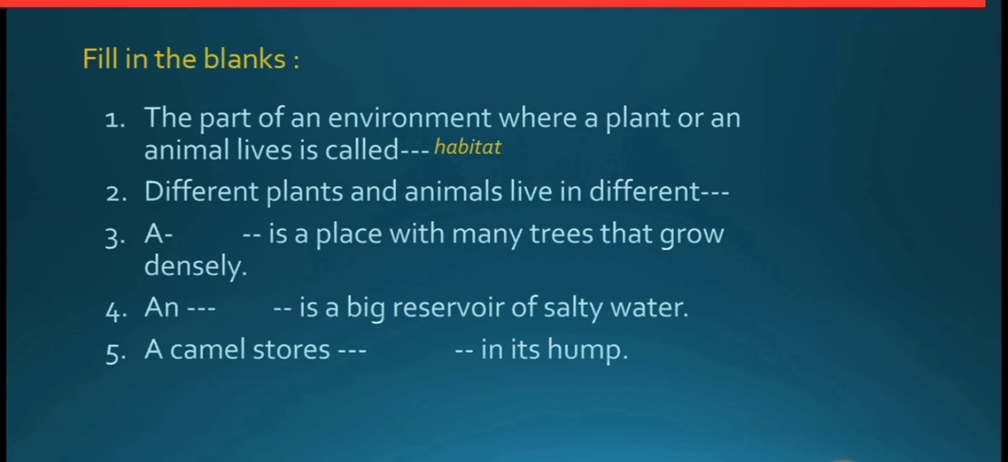Now number 2. Different plants and animals live in different dash. What will be the answer? Try yourself to give the answer. Different plants and animals live in different habitat, isn't it? Let's see the answer. Yes, it is habitat. So different plants and animals live in different habitats.